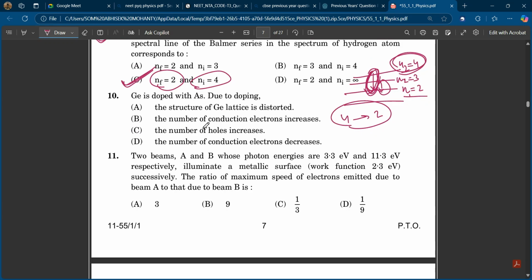Germanium is doped with arsenic. Arsenic is a pentavalent impurity. Pentavalent means electrons will increase, so the number of conduction electrons increases.